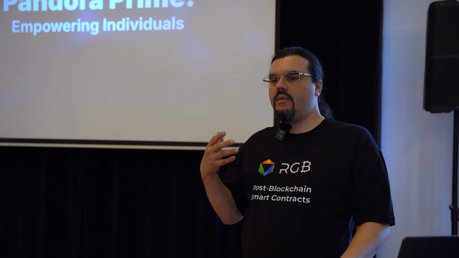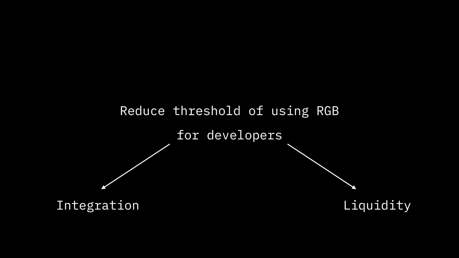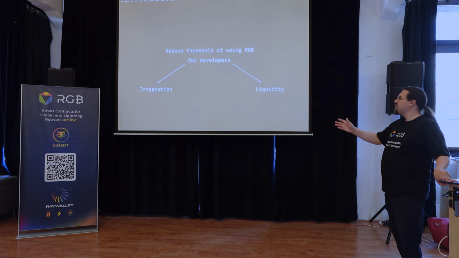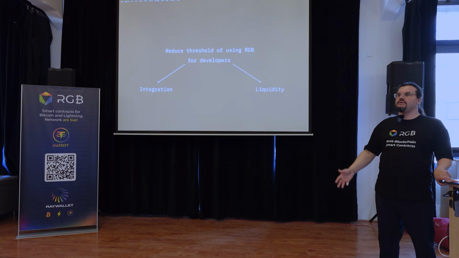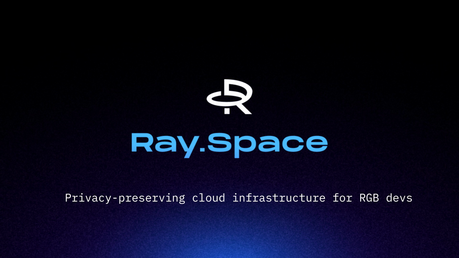So we see RGB and the products we develop on top of it as a tool to bring more privacy and bring more of the values we all share to the community. And the products we are doing in Pandora Prime are primarily targeted at reducing thresholds of using RGB for developers. Specifically, we are targeting two directions. The first one is related to the integration of RGB, and the second one is bringing more liquidity to RGB.